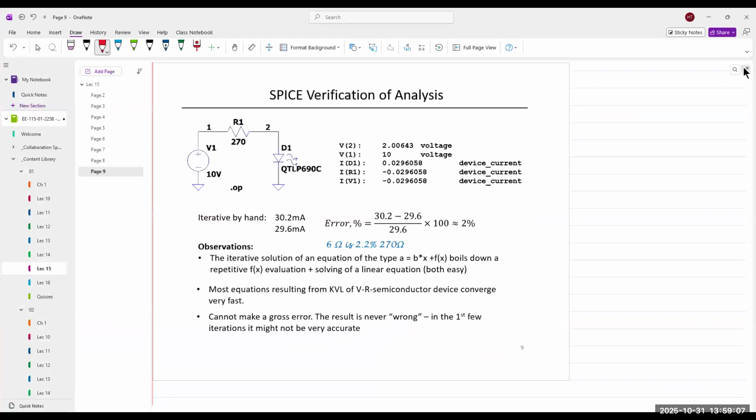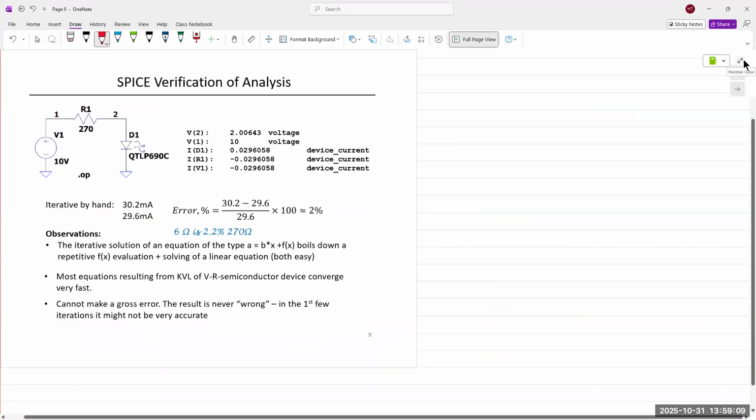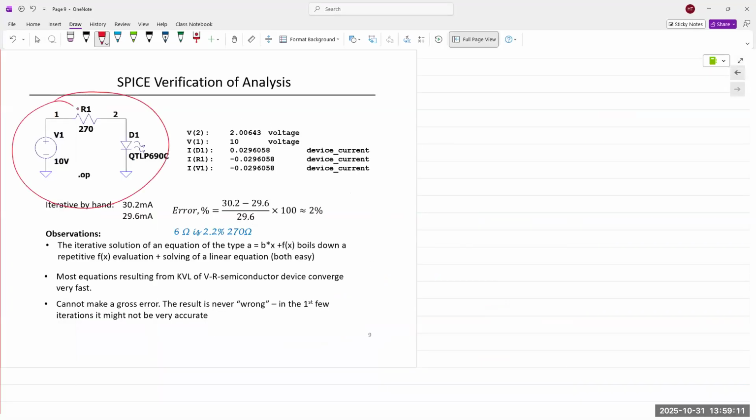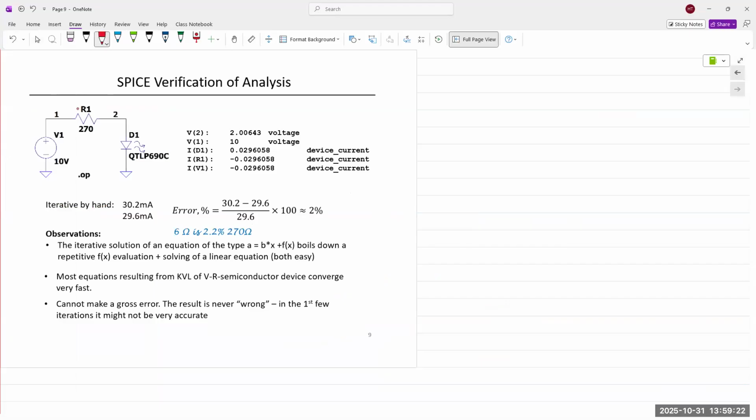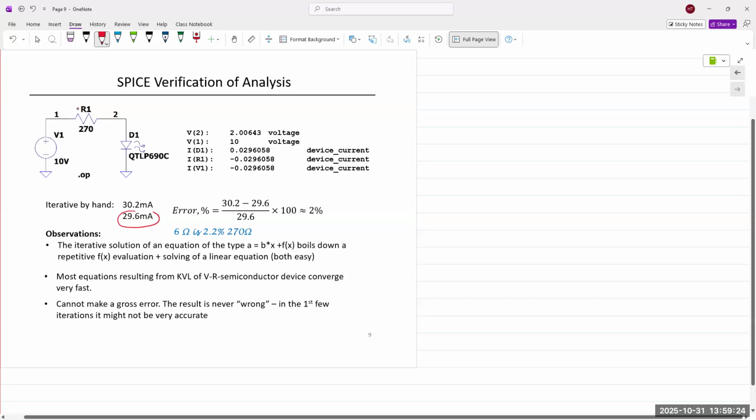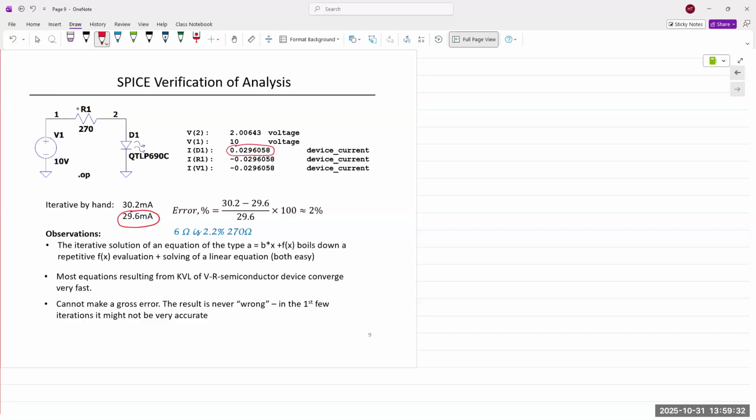All right, SPICE verification. This is something that you should also do. Again, it's just a SPICE circuit, 10-volt source, 270 ohm resistance, and the 690 diode. Once you plug it in there, you run the simulation, and what do you get? 29.6 milliamps. Okay, 29.6 milliamps.